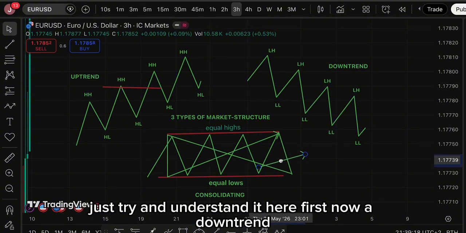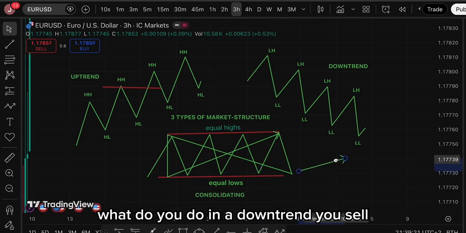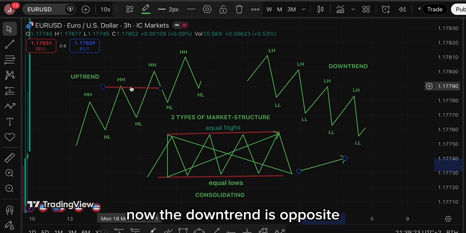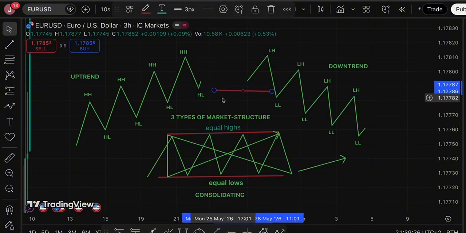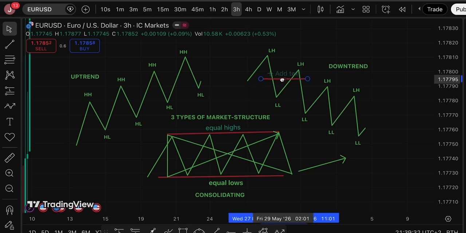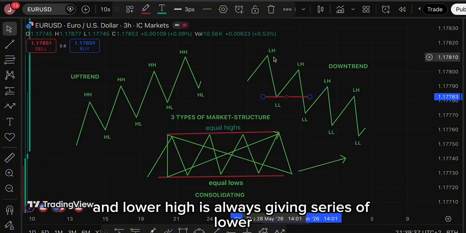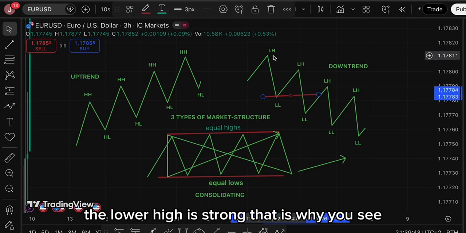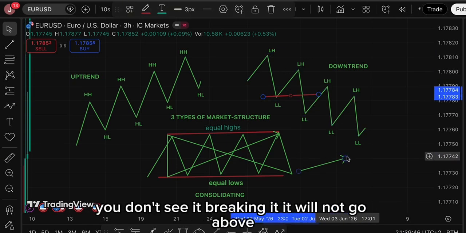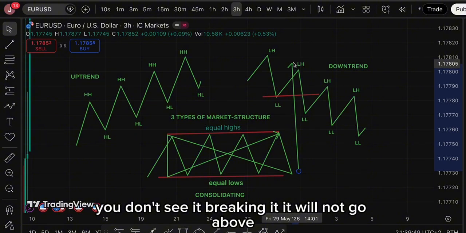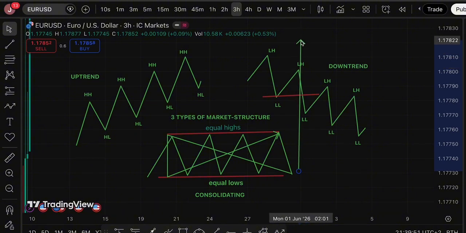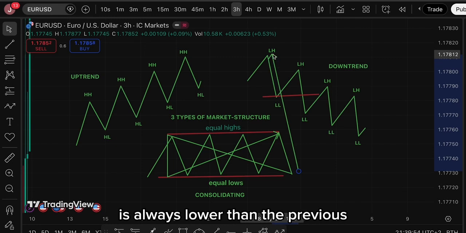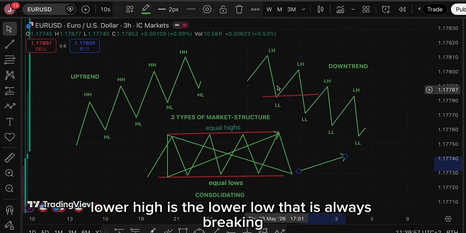Now, a downtrend, what do you do in a downtrend? You sell. Now, the downtrend is the opposite of the uptrend. Look at it. Lower low and lower high. It's always giving a series of lower lows and lower highs. The lower high is strong. That's why you don't see it breaking it. It will not go above. It's always lower than the previous lower high.